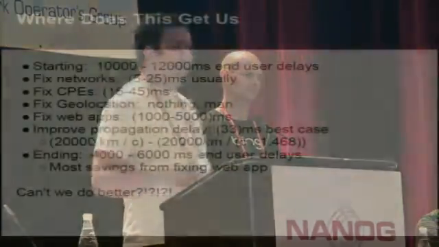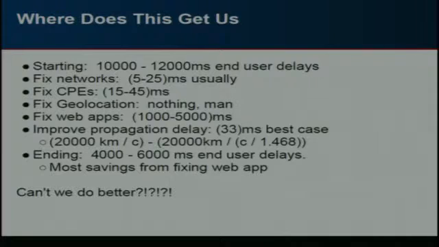Where does this get us? What are the things we can do? Well, we're starting with long end-user delays. First, fix networks. Well, that's not that much. Fix CPEs. Hey, that's even more. Fix geolocation. I don't know if we're going to actually fix that. Fix web apps. Ooh, that's definitely the biggest. Improve propagation delay. Well, we can get a little bit better. Not much, maybe. Ending, get some user delay improvements, but can we do even better than this?